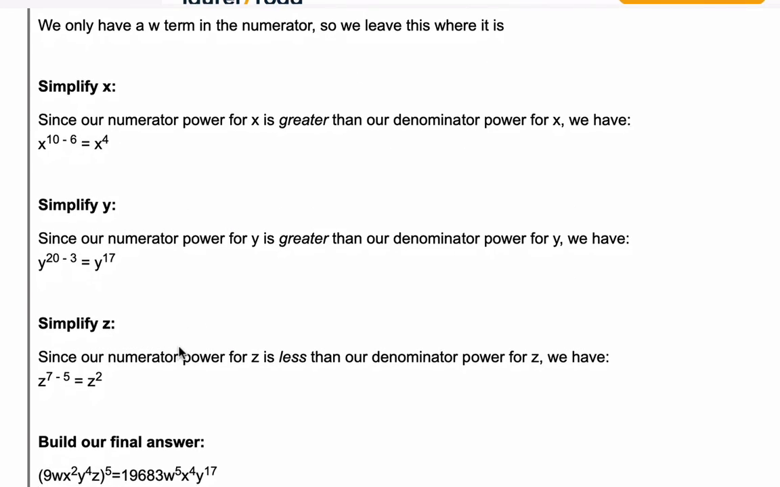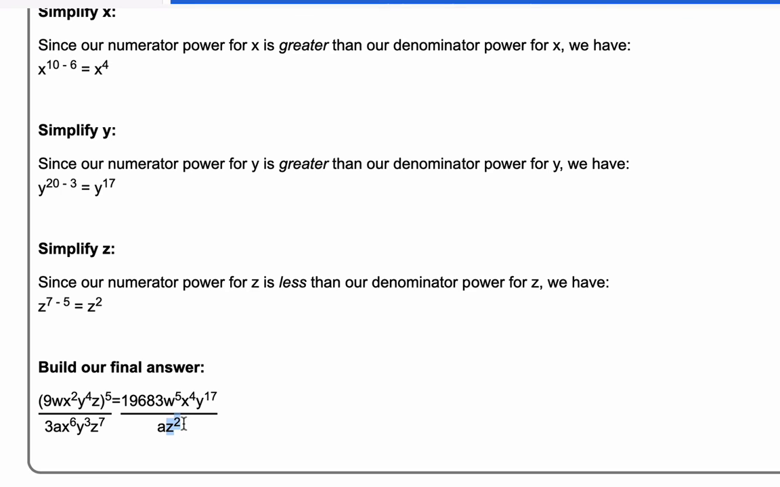And z we're going to subtract as well because it's 7 on the bottom and 5 on the top. So we're going to subtract, but the z squared goes on the bottom because the greater exponent started in the denominator. So when we simplify this term on the left, we get this term on the right. And that is it. Thank you for watching.